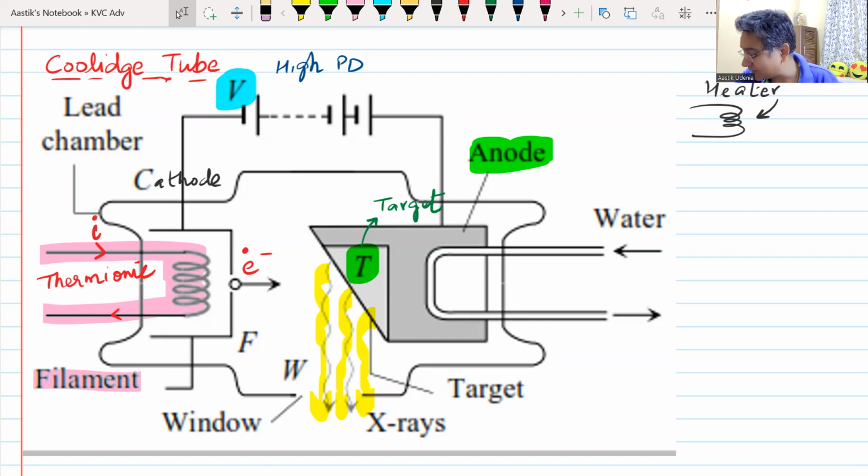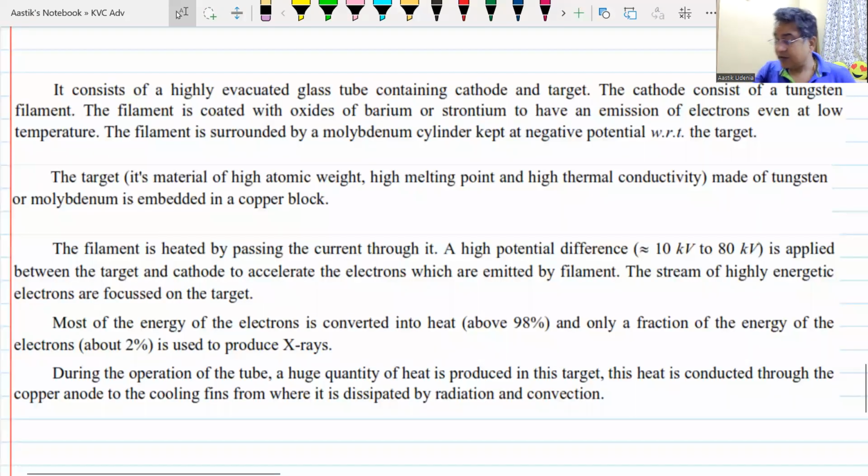Do we understand this? Yes, sir. Everyone has drawn the diagram. Yes, sir. Then you can see the explanation of all these parts and you have to write the important points quickly.